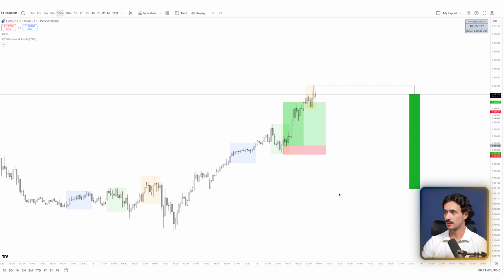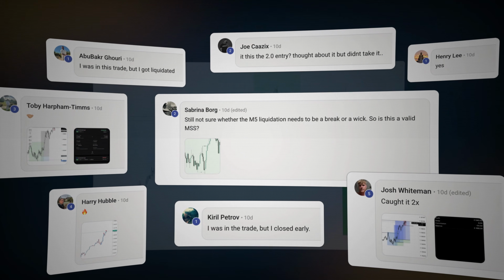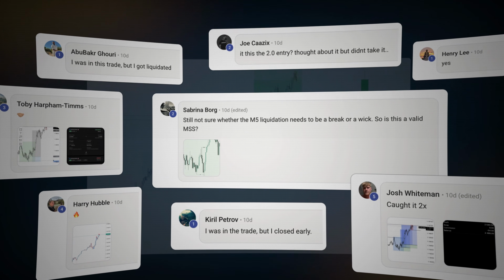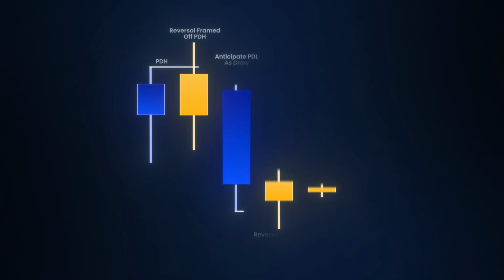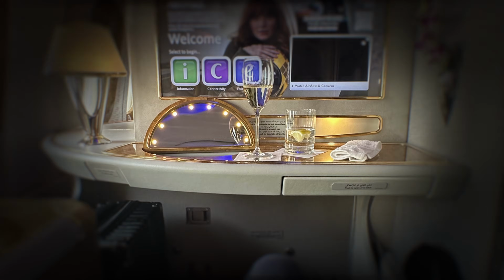Now, what you can see on screen right here is the trade that I'm going to be walking you through. It's the trade that was executed today, and a bunch of the inner circle students also took this exact trade because of this one candle model. Now, the one candle that I'm talking about is the daily candle.